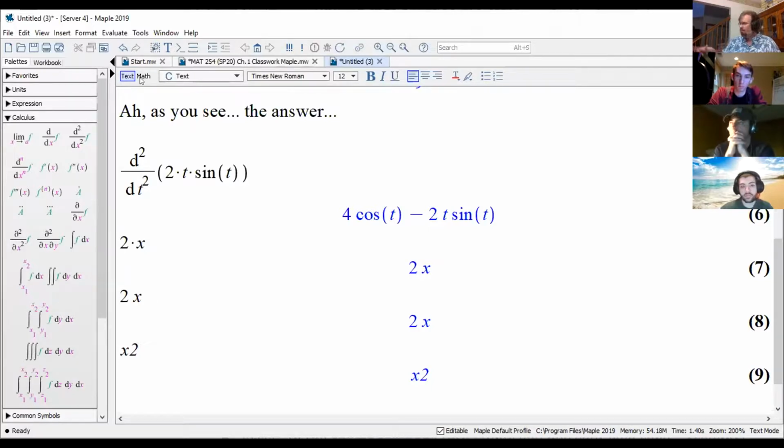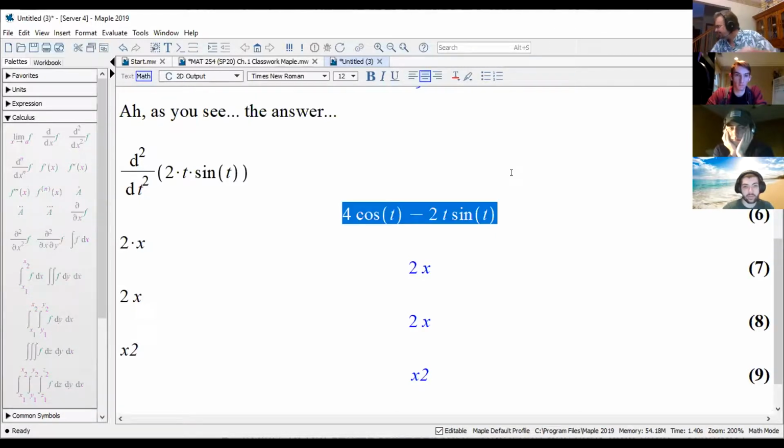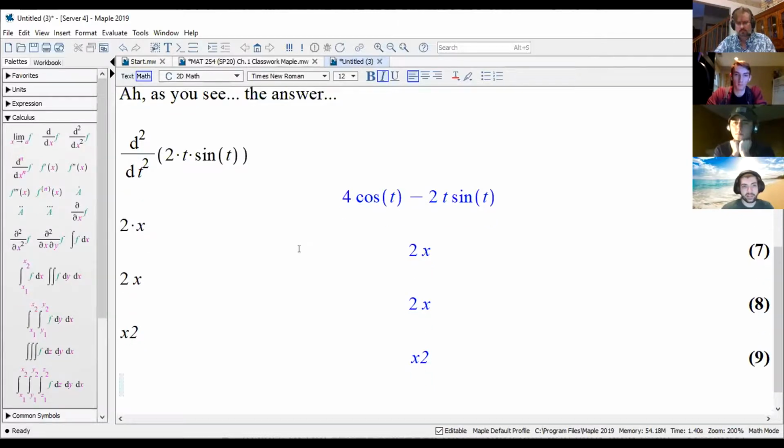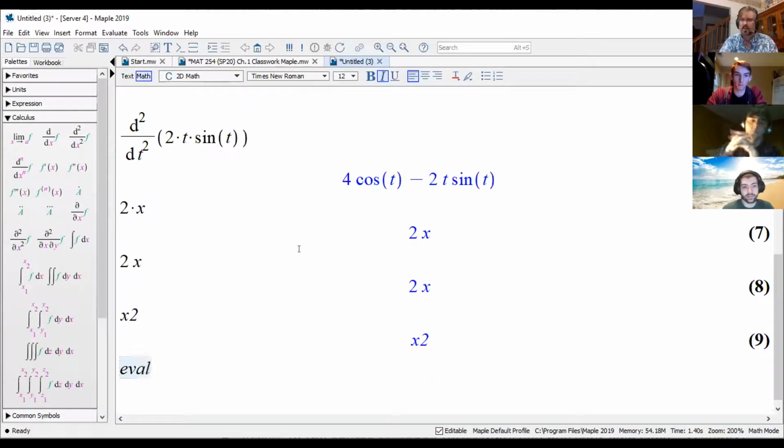So did anybody run into problems with any of the ones that they were working on? Did you figure out how to evaluate? I think I did one before, but can somebody walk me through what I would have to type in if I want to evaluate this thing right here when t equals, I don't know, pi? What would I have to type in order to do that? It's just eval, right? And so eval is going to take an argument inside a pair of parentheses. And so what do I want to evaluate?